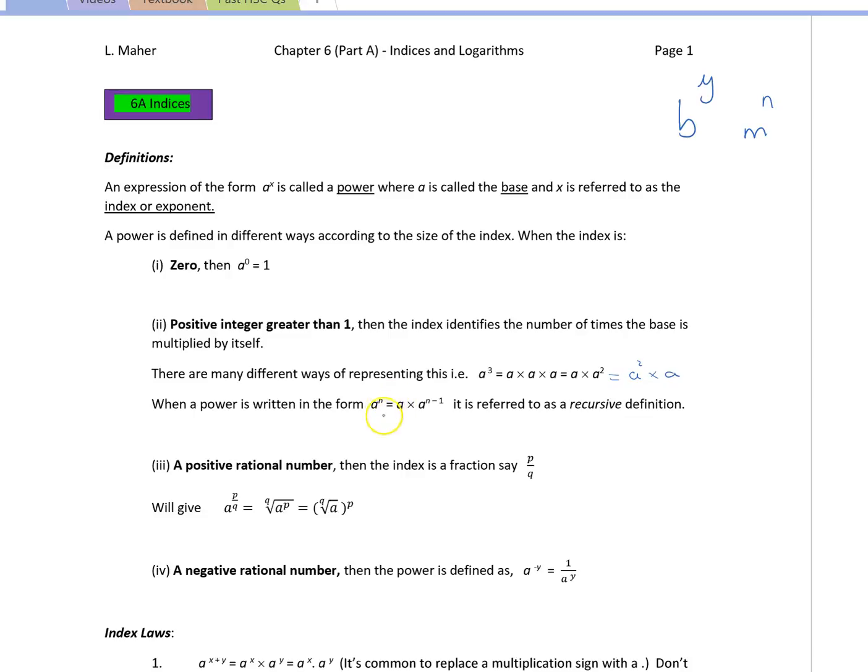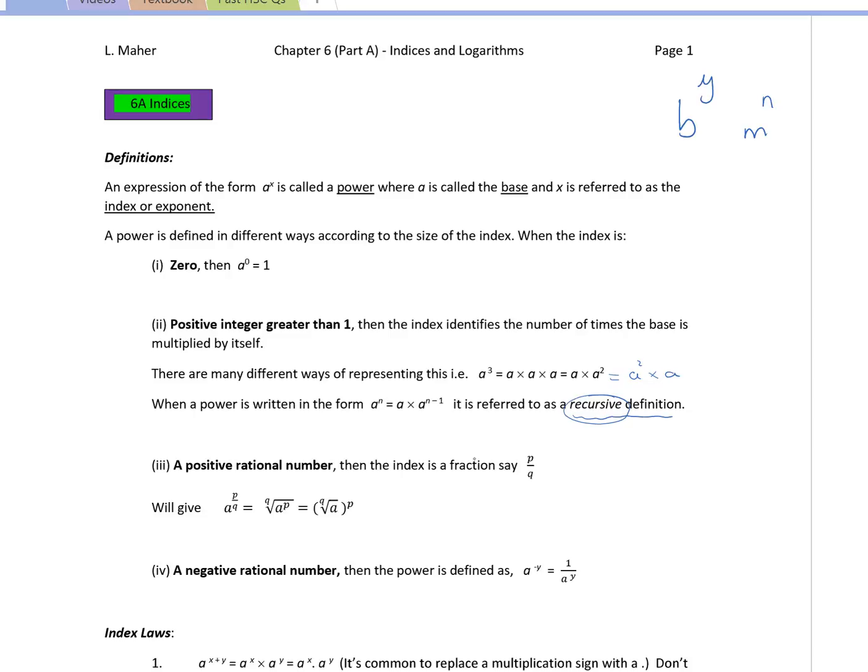If it is written in this format, a to the n is a times a to the power 1 less than n, which we refer to as n minus 1, then it's identified as the recursive definition. Just be aware of that. It's not really part of the syllabus to understand recursive definitions. However, it will be used throughout the textbook.